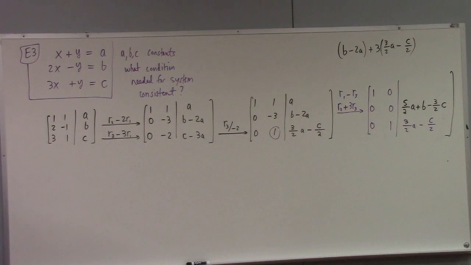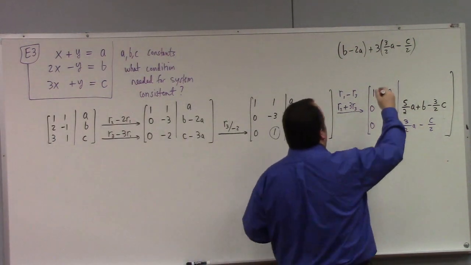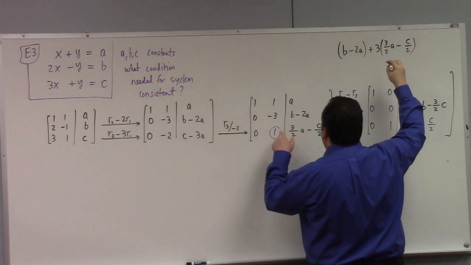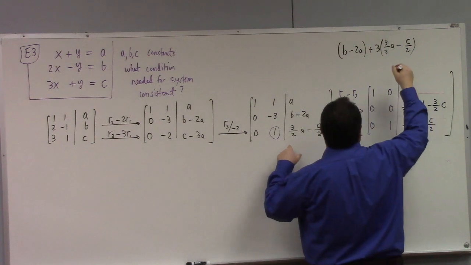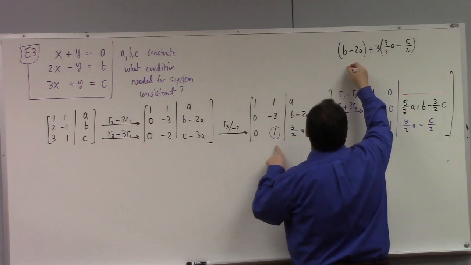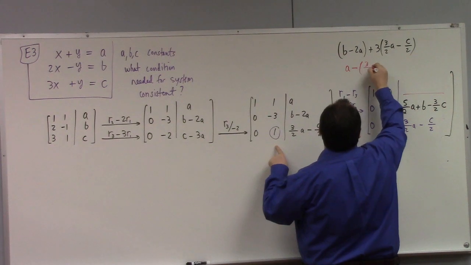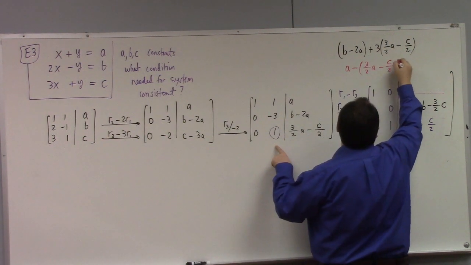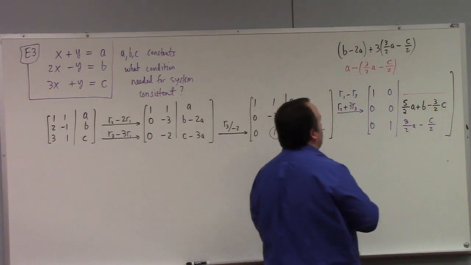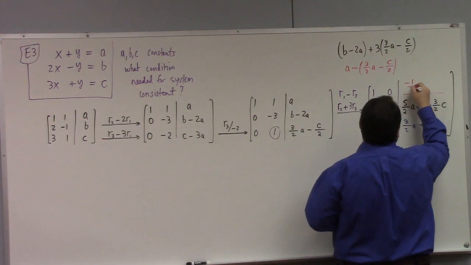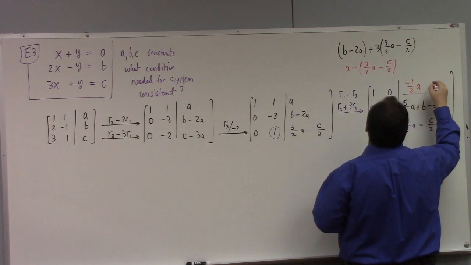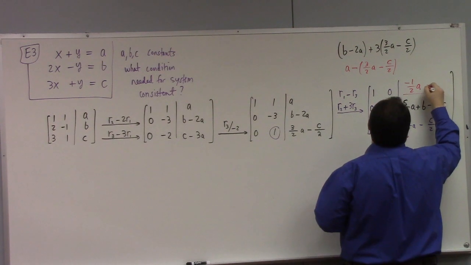Now you could try to do it in your head, and it might go okay. I usually do. It sometimes goes okay. But since I already made a mistake today, I figure I'll show my work. So for this one, I need to do row 1 minus row 3. So we've got A minus 3 halves A minus C over 2, right? That would be minus 1 half A, plus C over 2, I think.